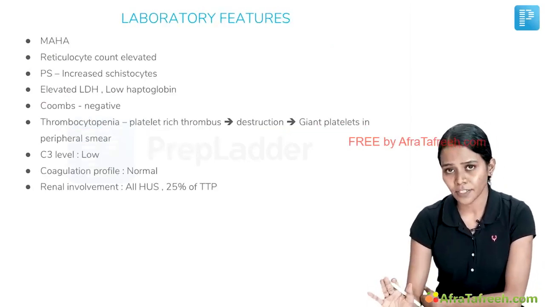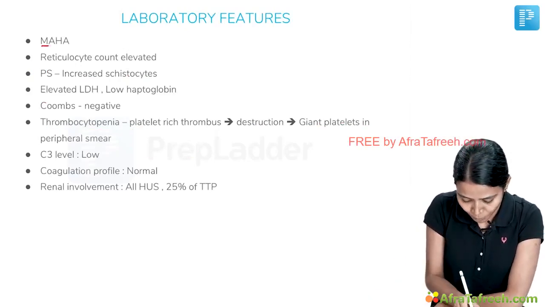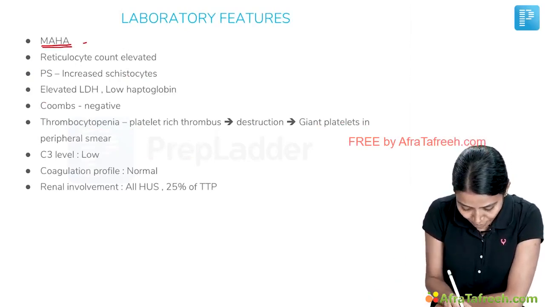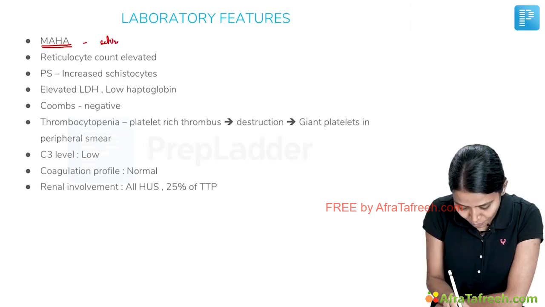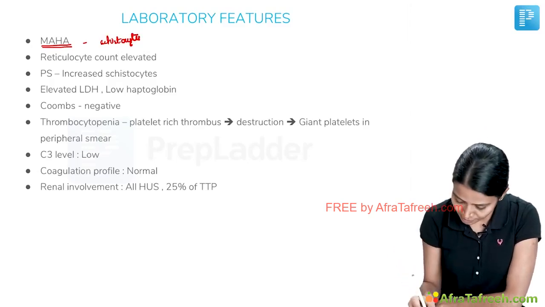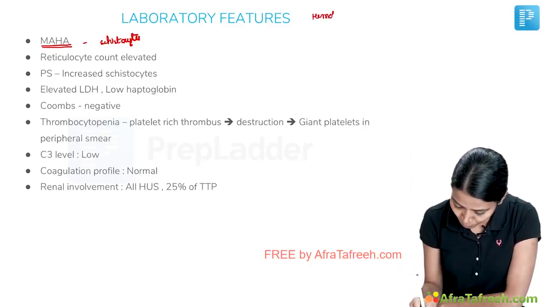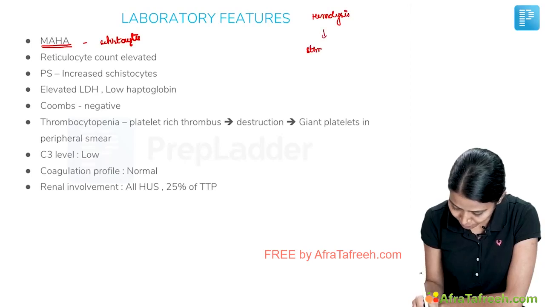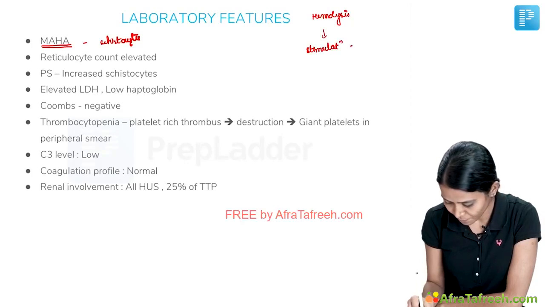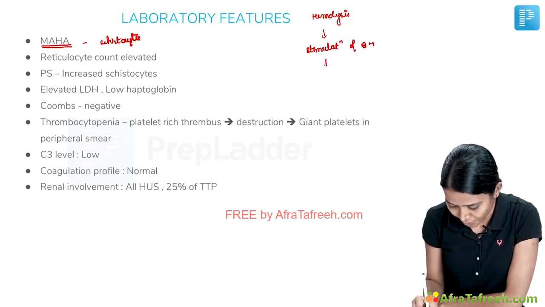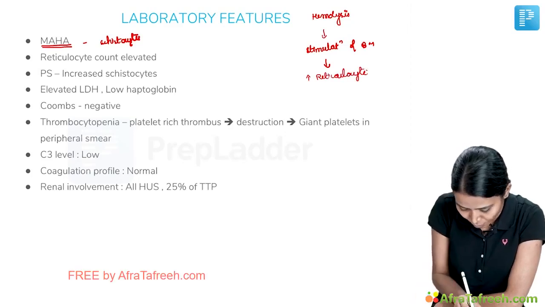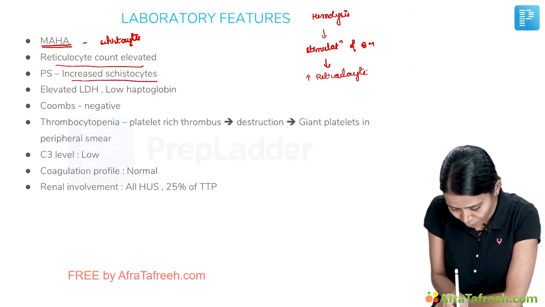Now, laboratory features that you see in TMA: microangiopathic hemolytic anemia. That means there is going to be presence of schistocytes. Already I explained about this. So once hemolysis is seen, what is going to happen? Bone marrow is going to get stimulated. So this is going to increase production of RBCs. So there is going to be increased reticulocytes. So reticulocyte count is elevated, okay? And peripheral smear shows increased schistocytes.